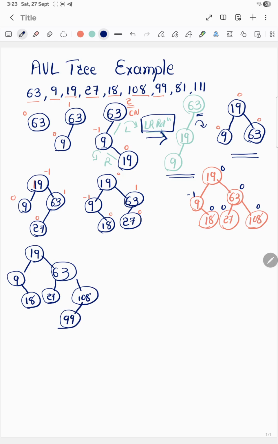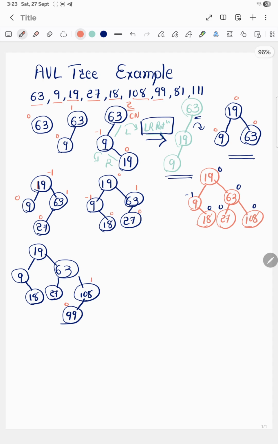Right. Now if I check the balance factor, for 99 it's 0, for 108 it's plus 1, right? Then for 27 it's 0, for 18 it's 0, for 9 it's minus 1, for 63 it's 1 minus 2, so minus 1, and for 19 it's 2 minus 3, so again minus 1. Still it is balanced, there is no issue in that, right? Now I need to move ahead with the next element, that's 81, right?